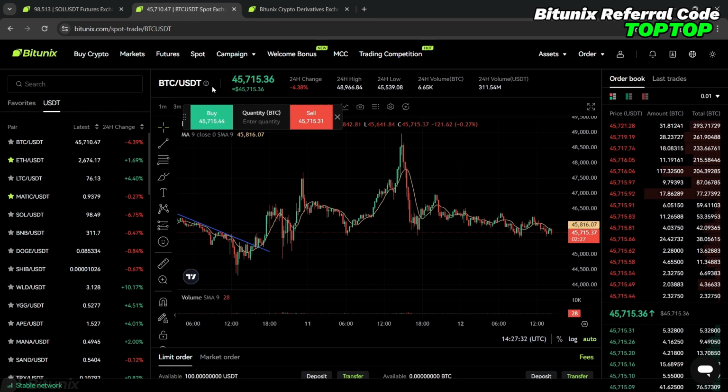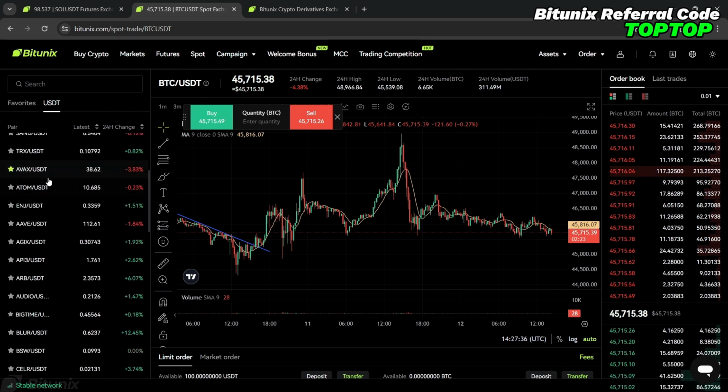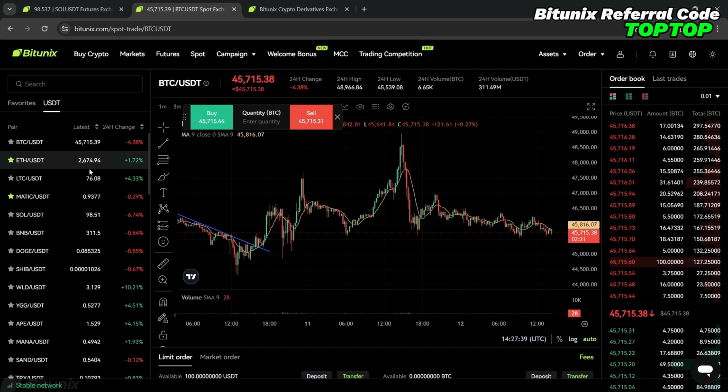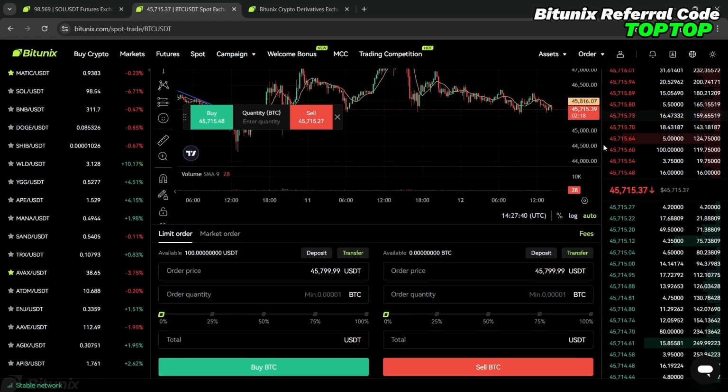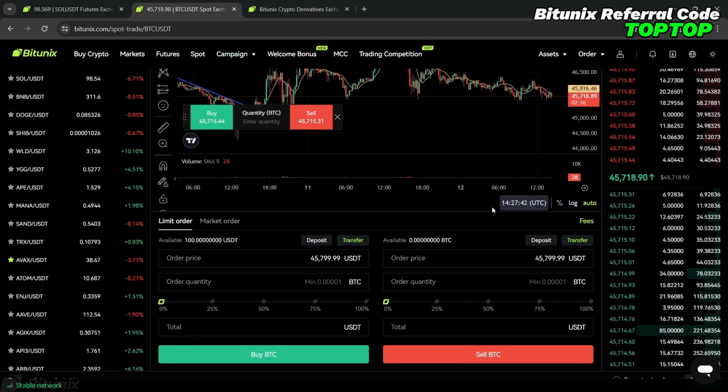This is simpler. Here, we're looking at Bitcoin. We have the last traded price, and on the side, we have all our other altcoins and cryptos that we can buy and sell as well. If we scroll down, we're finally going to get to the place where we can actually put in an order to buy or sell. So here, you have your available balance.